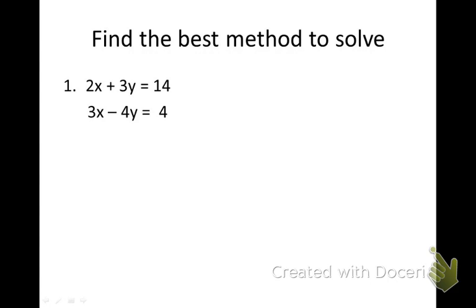Today we're going to practice using, again, the best method to solve. So look carefully at the problem, see if there's anything with a variable by itself that you might be able to use substitution. Has a coefficient of 1, that's what I mean by itself. If any of the variables have coefficients that are the same, well, you could just add or subtract, and if that's not the case, you probably have to use multiplication.